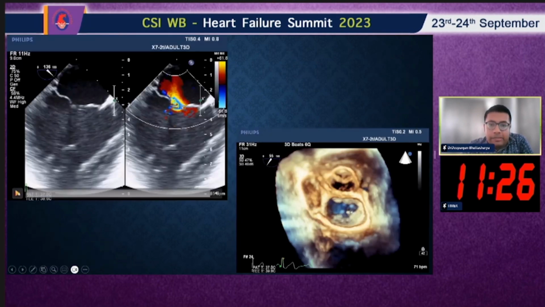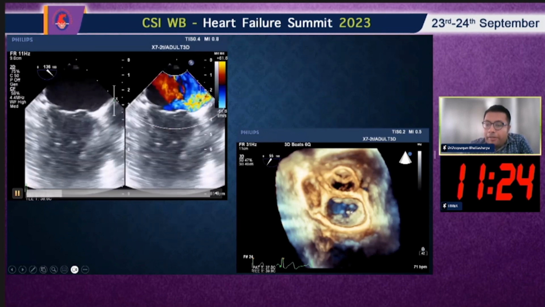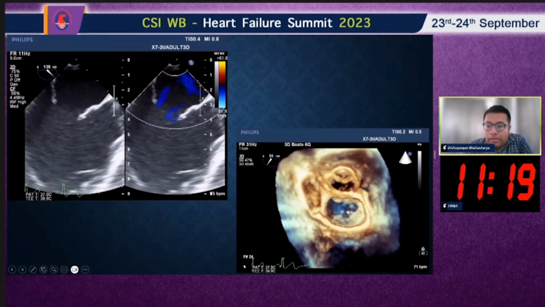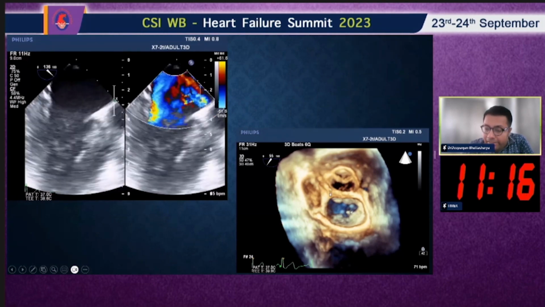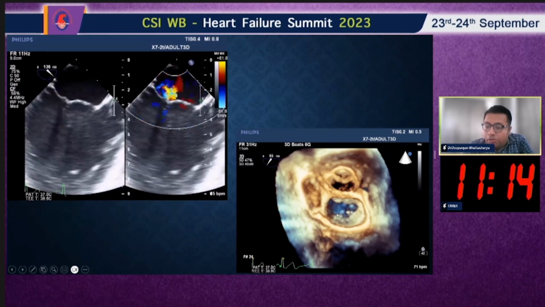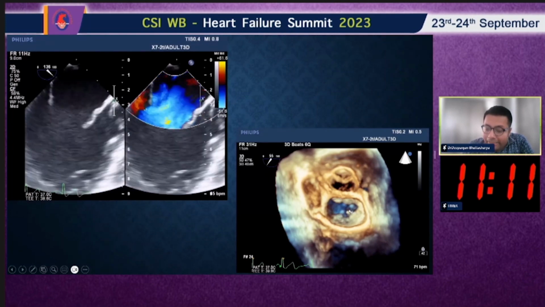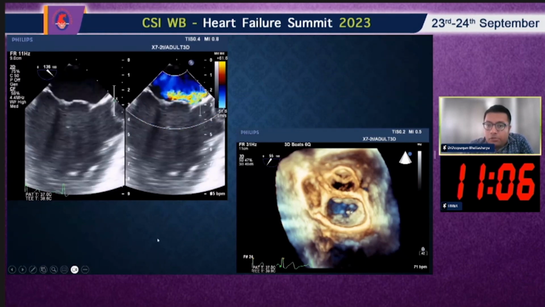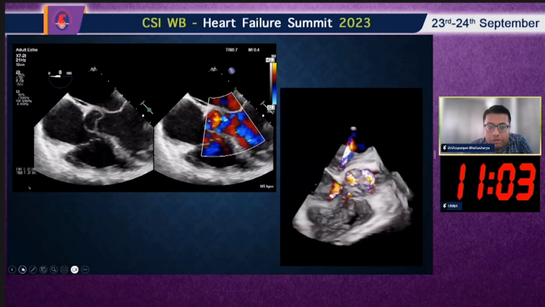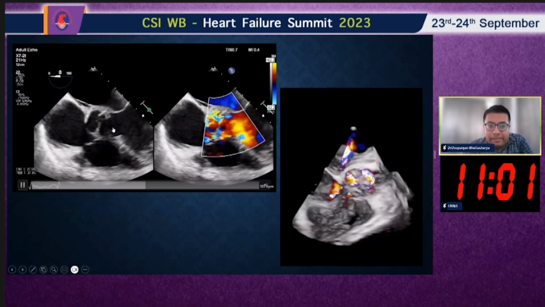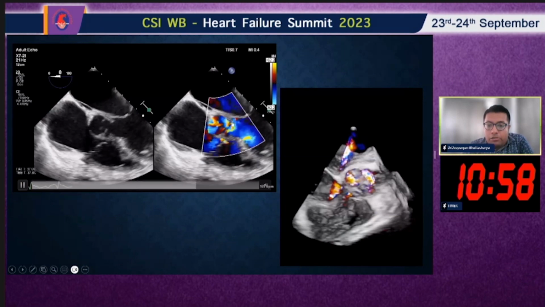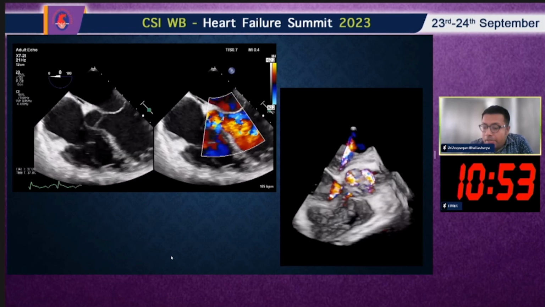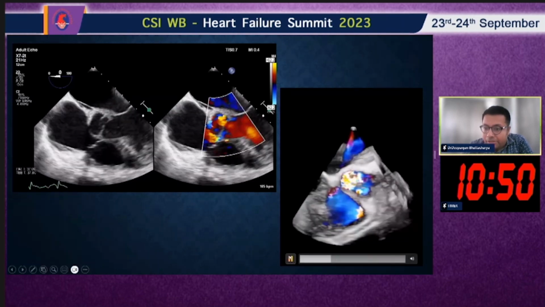Coming to TEE, this gives an even clearer picture. Here we can see a patient who has got a flail AML with MR, and this is the 3D image where we can see both the aortic valve and the mitral valve, and we can clearly see the segment of the mitral valve which is prolapsing. So 3D gives an even better picture of the valves. Similarly, here is a patient who has got moderate to severe AR, and TEE gives much better pictures, as well as we can see the jet on 3D also.